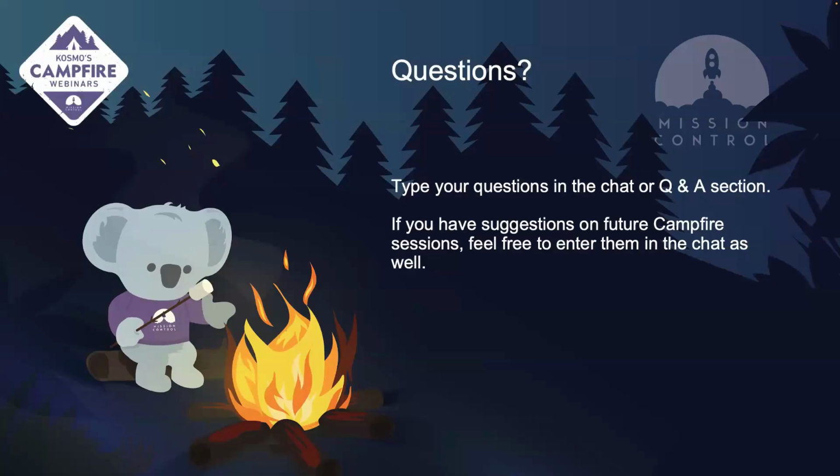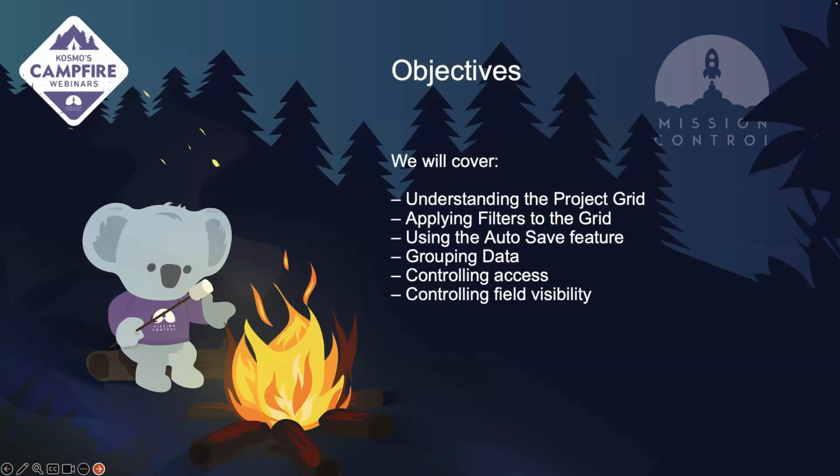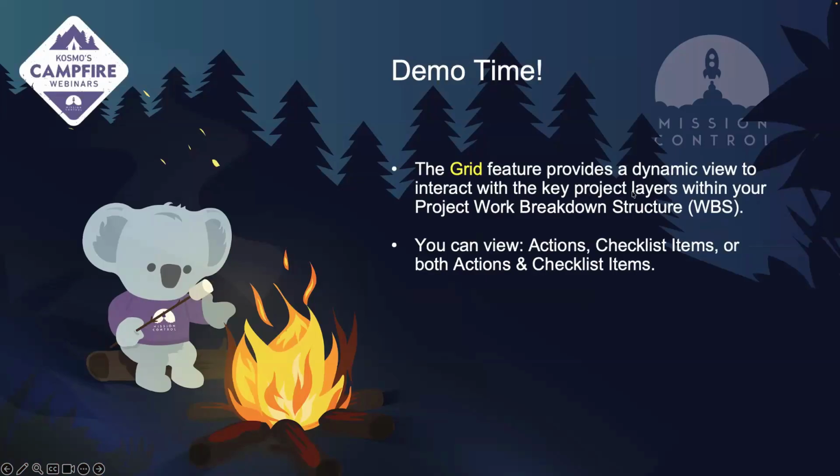So, what does the project grid do, right? I believe about half of you got this correct. If we scroll back here, we'll see that this project grid allows us to dynamically view the project work breakdown structure. It allows you to see key project layers within your project breakdown structure and gives you the ability to interact with them in regards to actions and checklist items, and grouping and filtering them. So yes, the answer is C, view and interact with key project work breakdown structure.